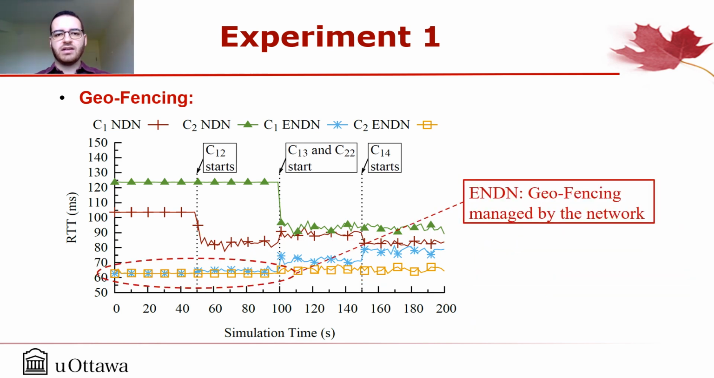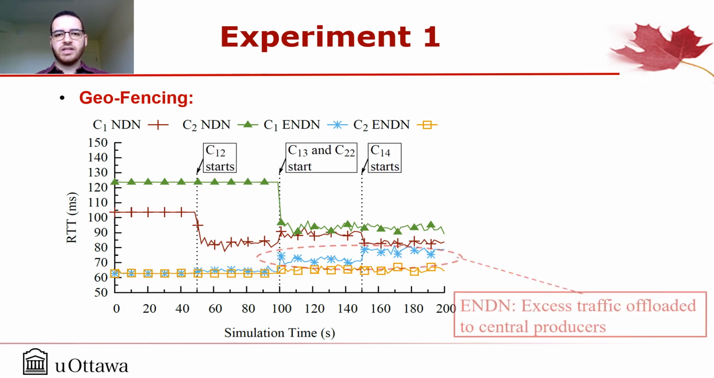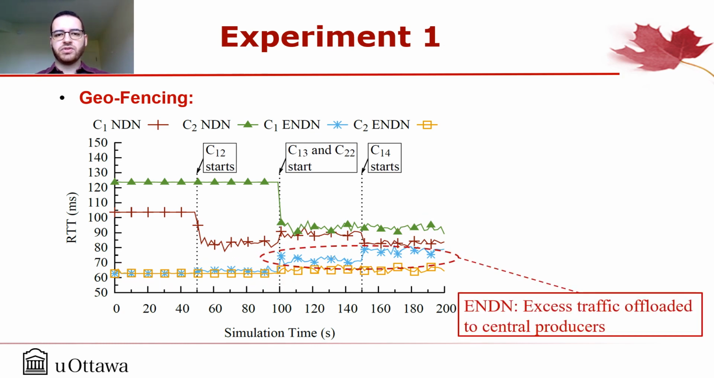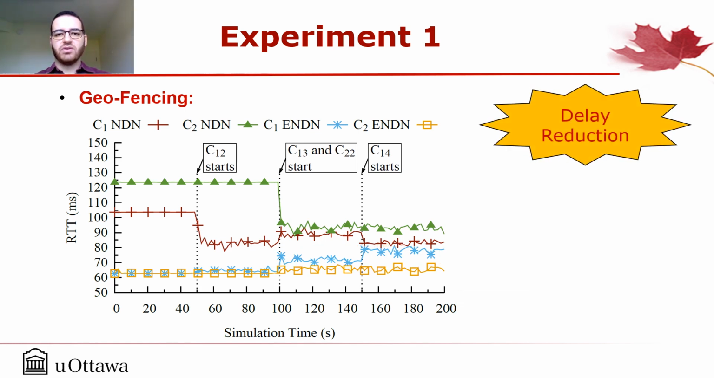In ENDN, as explained in the previous slide, geofencing is managed by the network. The regional producers are thus always used until the traffic is too important, which explains the low delay. The traffic is then offloaded to the central producers, which increases progressively the delay as the traffic increases. As a result, we can see that having more forwarding tasks managed directly by the network resulted in a reduction of delay in ENDN.